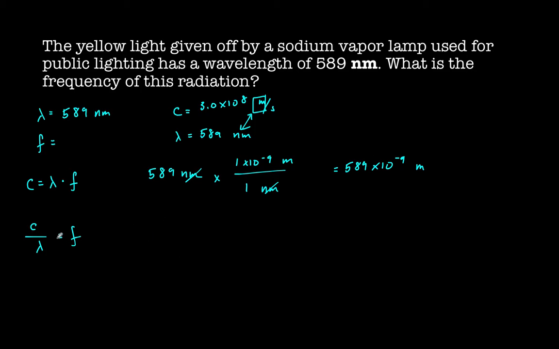So now all we need to do is plug it in. We have 3.0 times 10 to the 8th meters per second divided by 589 times 10 to the negative 9th meters, and we want to figure out the frequency.